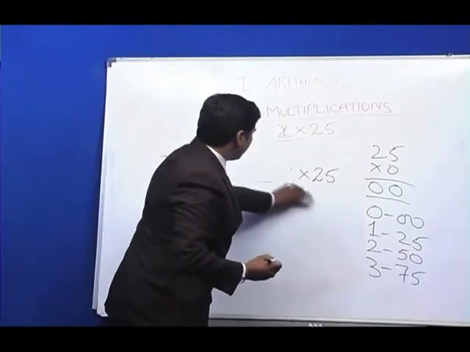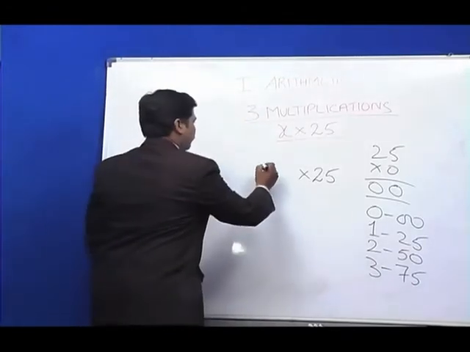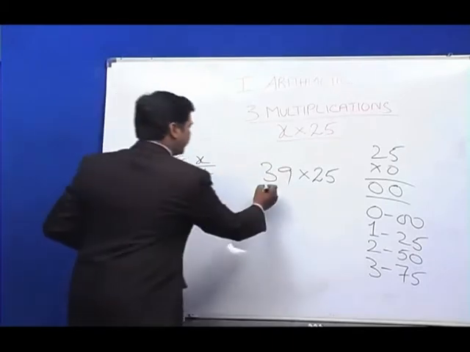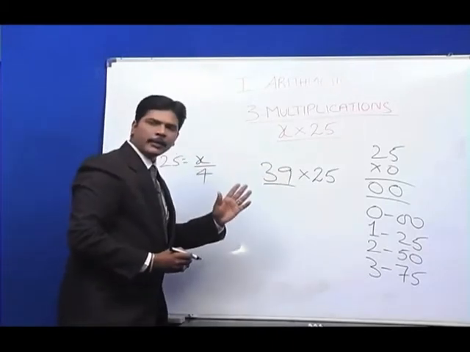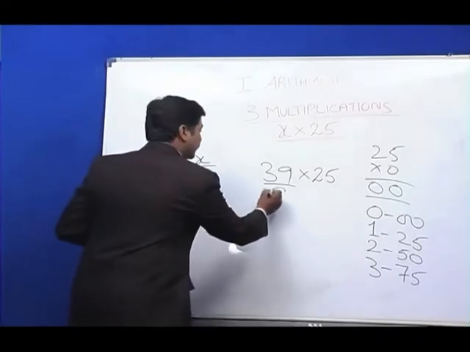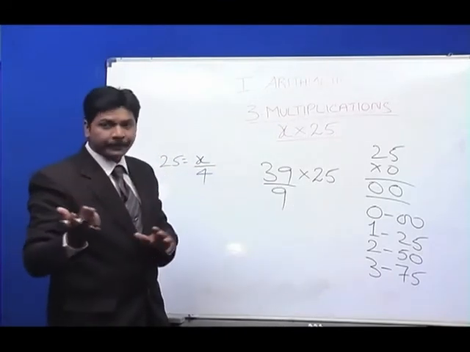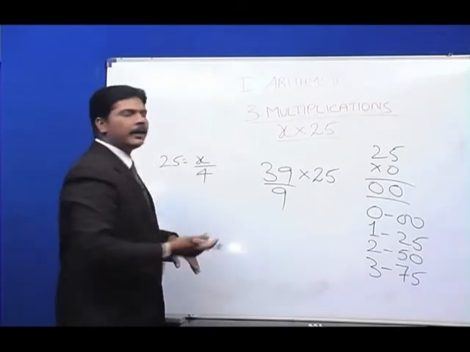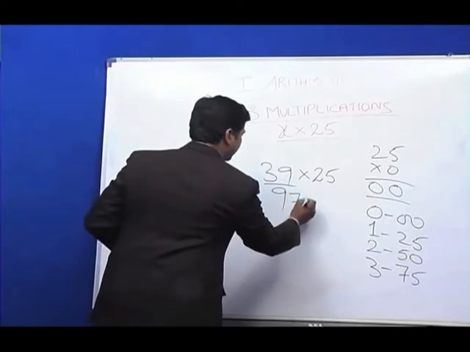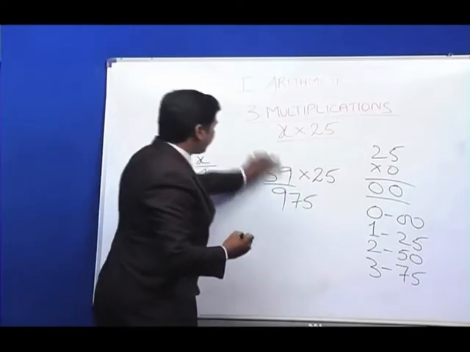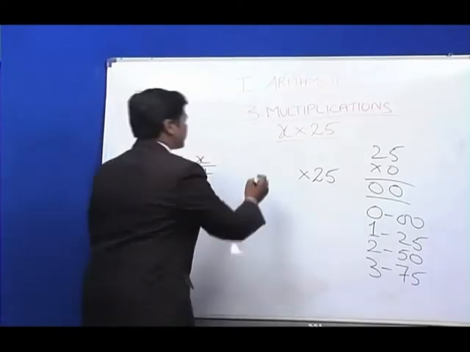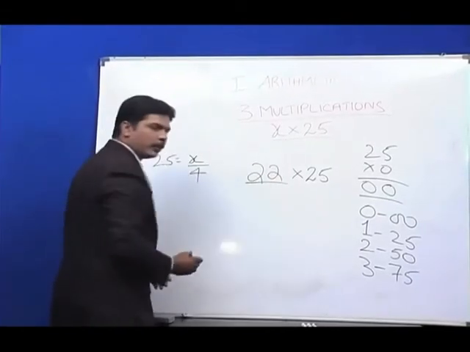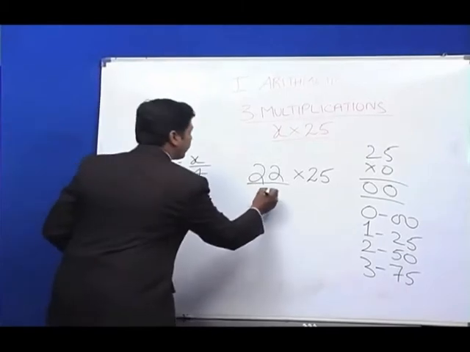Similarly, one more example. How much is 39 times 25? Now underline 39. How many times does 4 go in 39? It actually doesn't go exactly, but nearly it goes 9 times. 4 nines are 36 with a remainder of 3. If the remainder is 3, the answer ends in 75. Similarly, we'll take one more example. How much is 22 times 25? 4 goes in 22, it doesn't go exactly but nearly it goes 5 times.